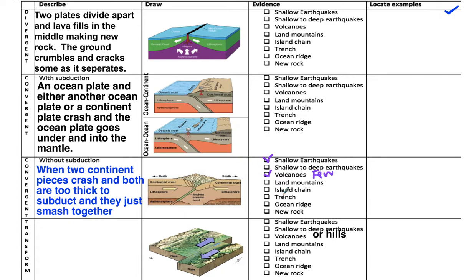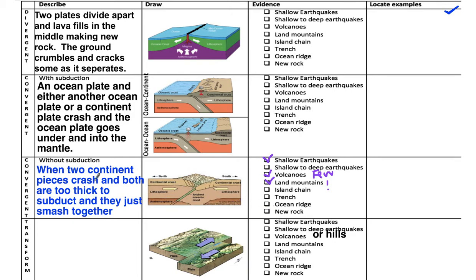Okay. There's definitely land mountains. That is the biggest identifying point for this. No island chains because we're in the continent. Even if this happened in the ocean, without subduction, there's not island chains. Without subduction, there's not a trench. We're not in the ocean. Ocean ridge is only divergent and new rock is only divergent.